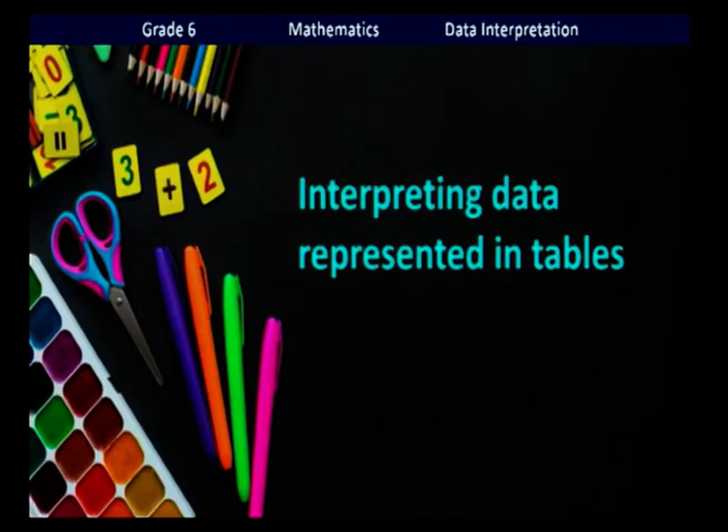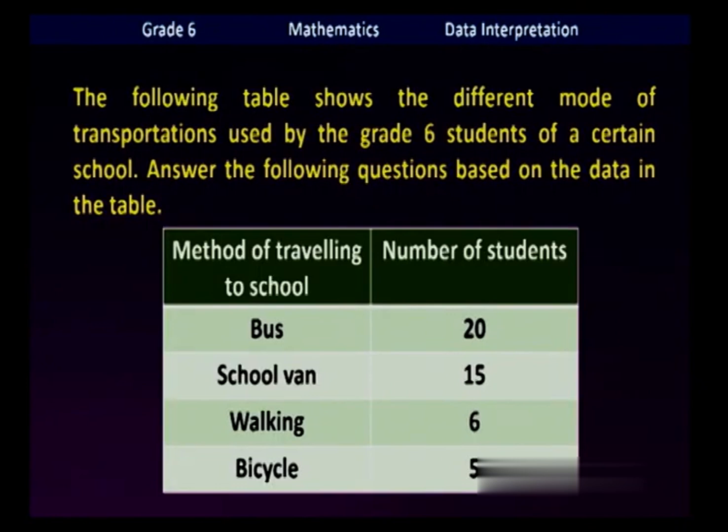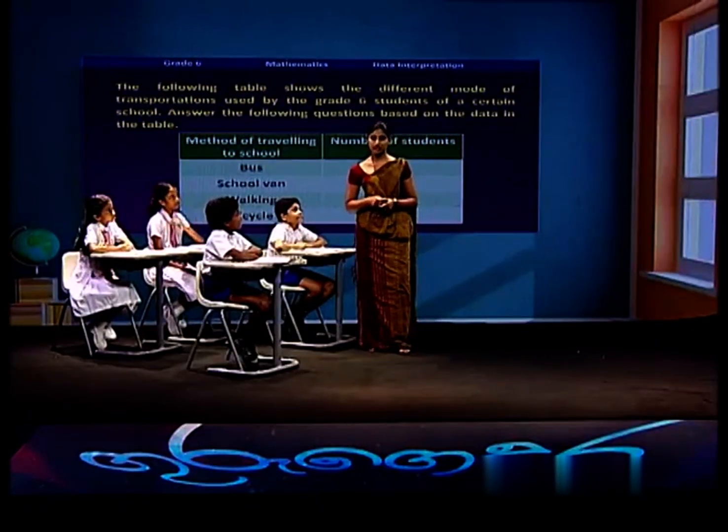First subtopic of this lesson is interpreting data represented in tables. We'll see a question. The following table shows the different modes of transportation used by the grade 6 students of a certain school. Answer the following questions based on the data in the table. You can see a table. This is regarding the different modes of transportation of grade 6 students. So what are the methods of traveling to school? Bus, school van, walking and bicycle. Very good. Then you can see the number of students relevant to those methods.